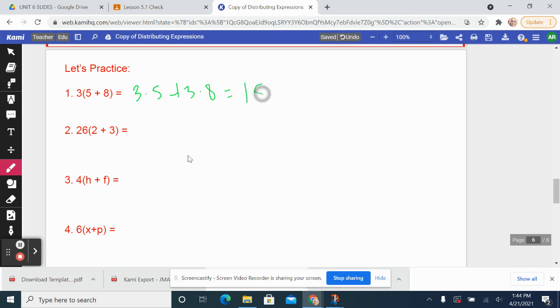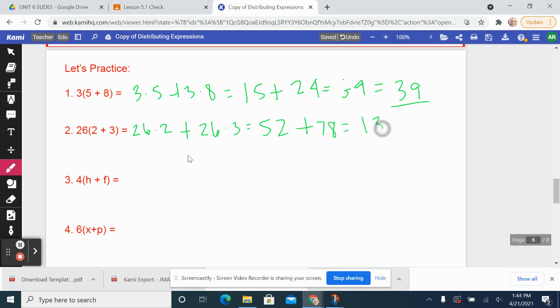3 times 5 is 15. And 3 times 8 is 24. If you add those, you get 39. Sorry, guys, that should be 39. It cut off. Okay, now we'll practice here. This is the same as 26 times 2 plus 26 times 3. Well, 26 times 2 is 52 plus 26 times 3, which is 78. When you add those, you get 130. So please write that one down.